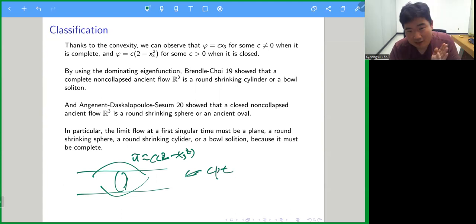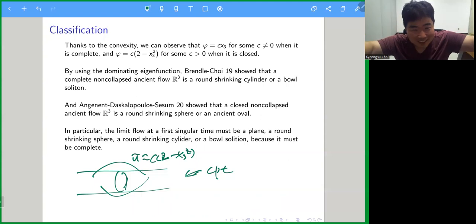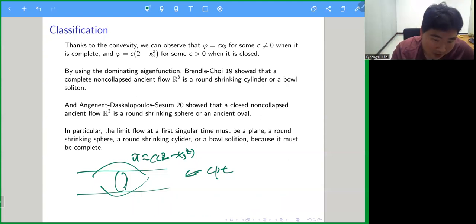And sure, this c must be positive, because if c is negative, then it bends outside, quadratically bends outside, so it is never convex. So here c must be positive.